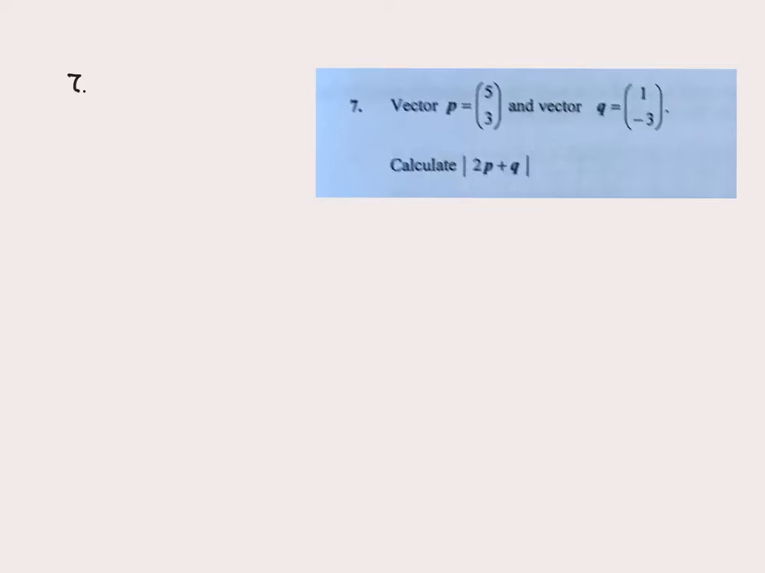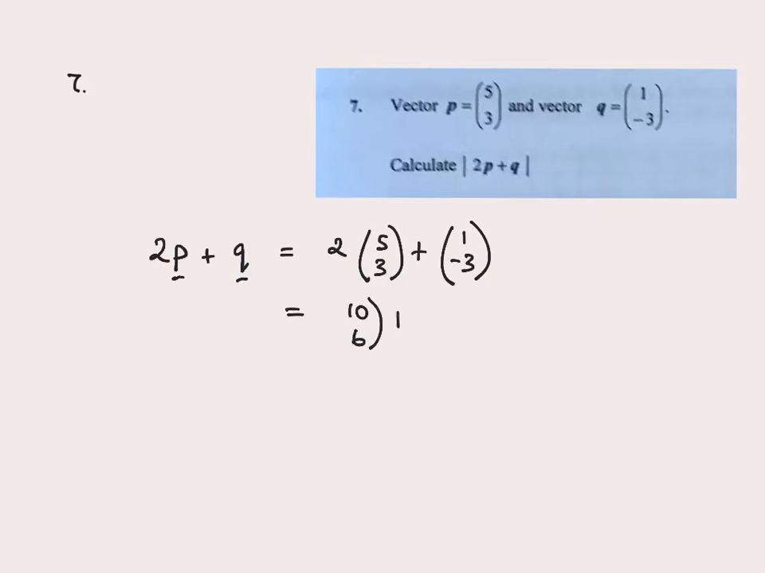Nice simple question here. 2p plus q is 2 lots of (5, 3), plus q, (1, -3). So that's (10, 6) plus (1, -3), and that is 10 plus 1 is 11, 6 take away 3 is 3.